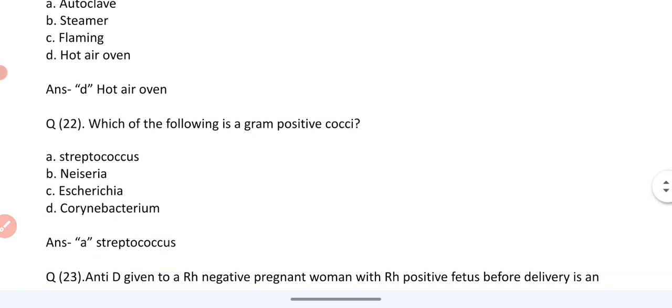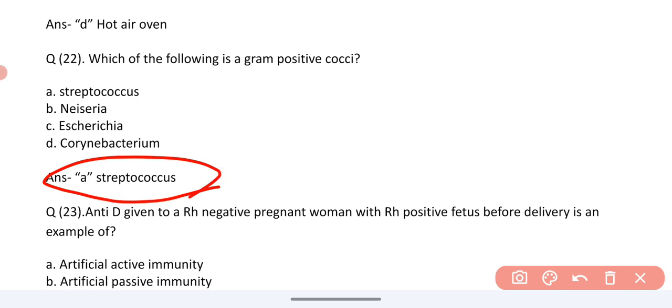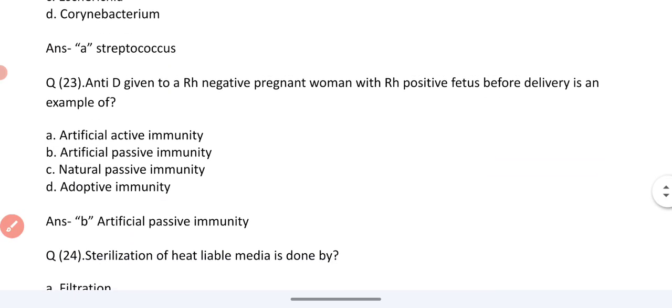Question number 22. Which of the following is a gram-positive cocci? So here they have given gram-positive bacteria as well as gram-negative bacteria, and they are asking which is the gram-positive bacteria. And here the right answer is option A, that is Streptococcus. Streptococcus is a gram-positive bacteria.